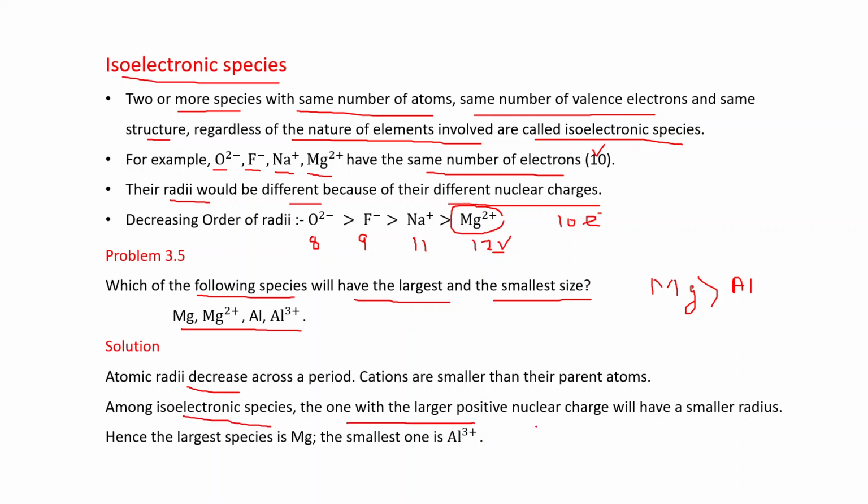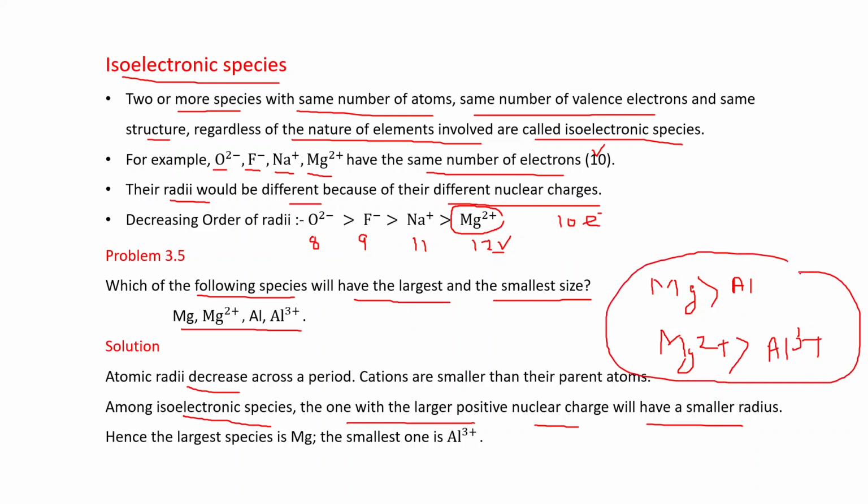Now if we compare their size with their ions, we can see that among isoelectronic species, the one with the larger positive nuclear charge will have a smaller radius. This Mg2 plus and Al3 plus are both isoelectronic species. But in the case of Al3 plus, more protons are there, so there is more nuclear charge. That's why Al3 plus is smaller. Now, if we compare these data, we can say which one is largest in size, magnesium, and smallest, that is Al3 plus. This is our answer. Largest species is Mg and the smallest one is Al3 plus.